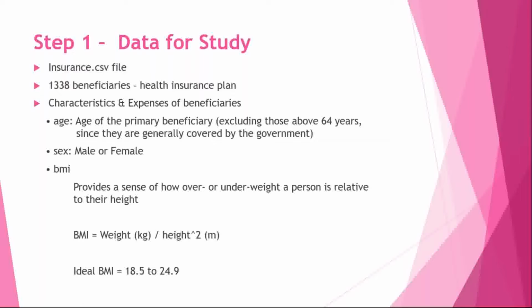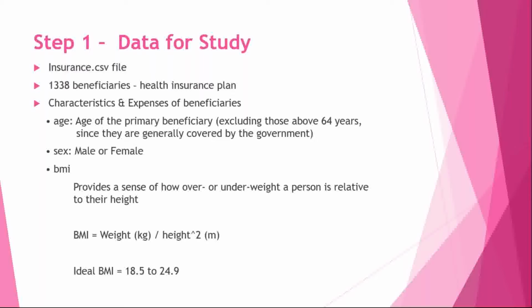Here age indicates the age of the primary beneficiary. For people above 65 years of age, that is old aged people, the government itself will take care of their expenses, US government. Hence, excluding them, we are considering the other people.